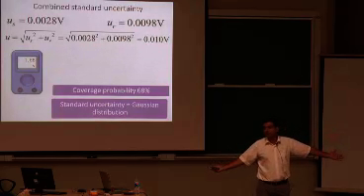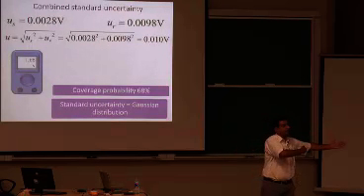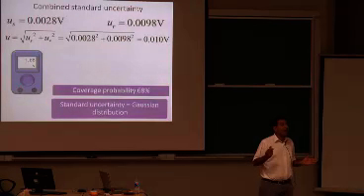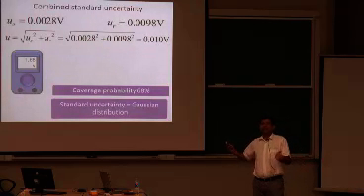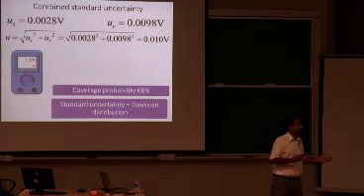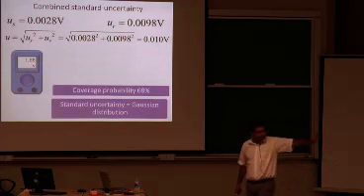Can anyone give me a reason why? Why don't we simply add up the uncertainties? Why is it a better approach to add these uncertainties in quadrature? Why don't I want to add up the uncertainties? Tell.